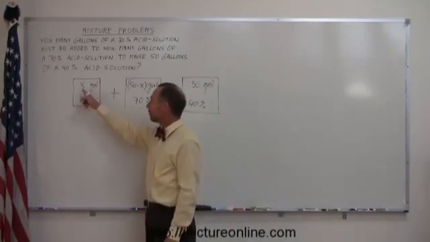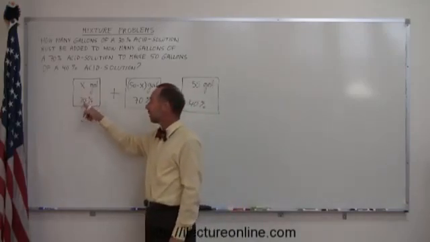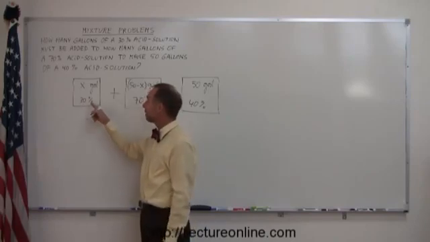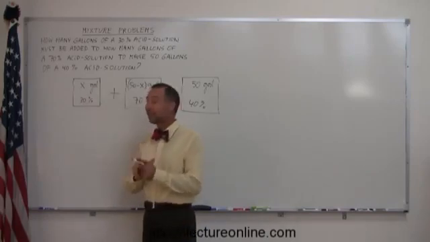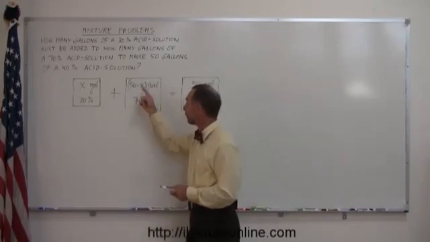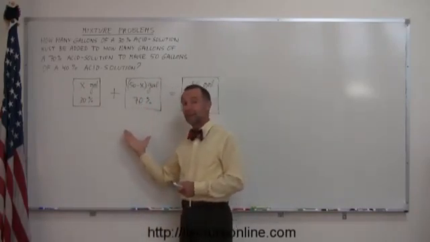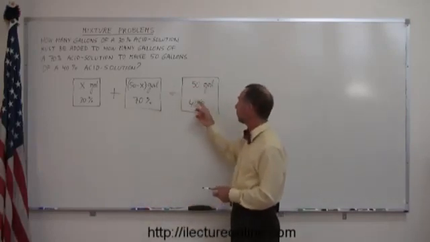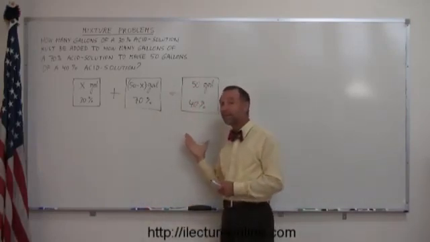The product of the amount of gallons that you have with the percentage of acid that you have in the solution gives you the total amount of acid. So if I multiply these together, I get the amount of acid I have in this solution. If I multiply these two together, I have the amount of acid I have in this solution. And if I multiply these two together, I have the amount of acid I have in this solution.